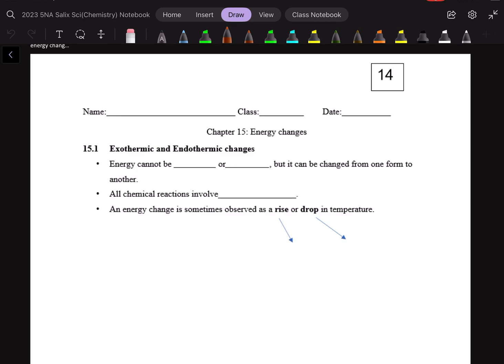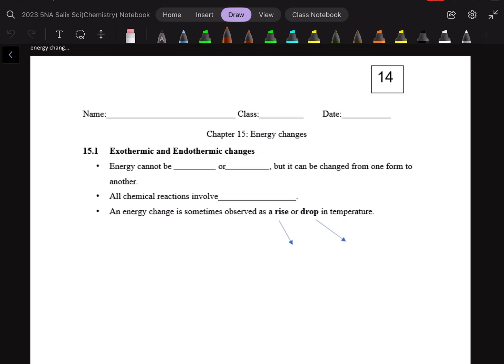All right. So this is chapter 15 in the Discovering Chemistry textbook. So we want to talk about energy changes during chemical reactions. So energy cannot be created nor destroyed, according to the law of conservation of energy. But I won't explicitly test you on this. It can only be changed from one form to another.